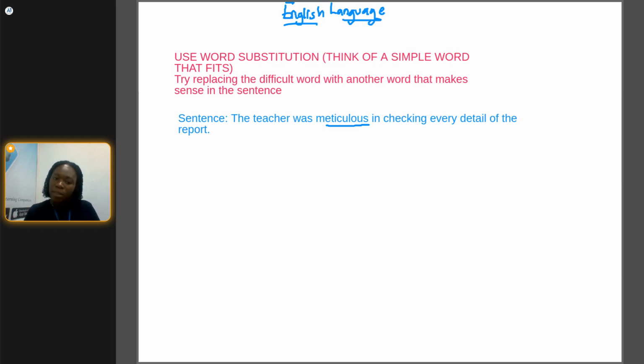All right. So for this, we are looking at the word to substitute. And again, I need to remind us that we are talking about context. So to substitute, you need to think, looking at the sentence: the teacher was meticulous in checking every detail of the report. It was meticulous. Now, think.